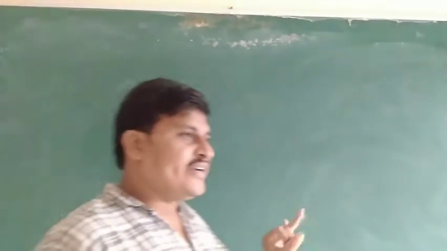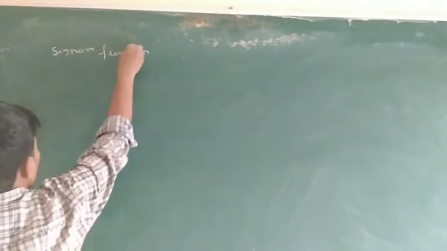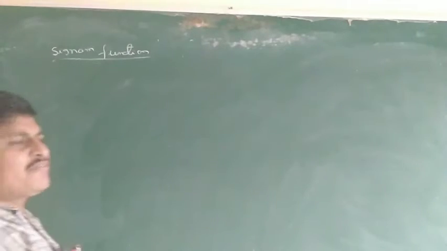How many completed? First, polynomial, constant function, identity function, modulus function. These three completed. Next one, signum function. Signum function definition, in simple signum function. Once again.